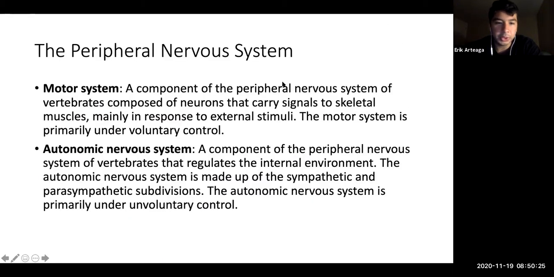Motor system. This is a component of the peripheral nervous system of vertebrates composed of neurons that carry signals to skeletal muscles, mainly in response to external stimuli. The motor system is primarily under voluntary control. Okay. Autonomic nervous system, a component of the peripheral nervous system of vertebrates that regulates the internal environment. The autonomic nervous system is made up of the sympathetic and parasympathetic subdivisions. The autonomic nervous system is primarily under involuntary control, right?